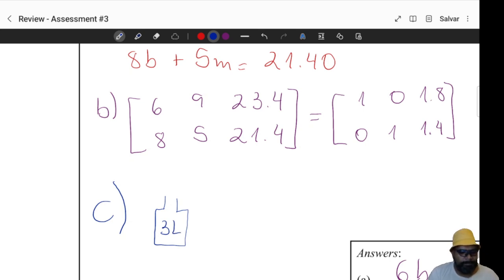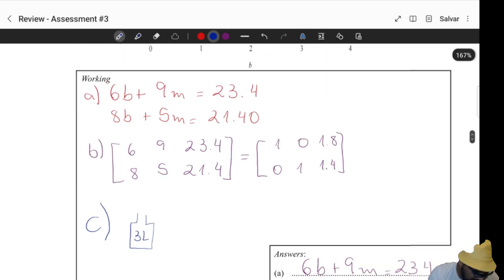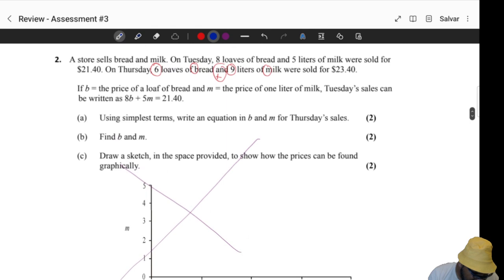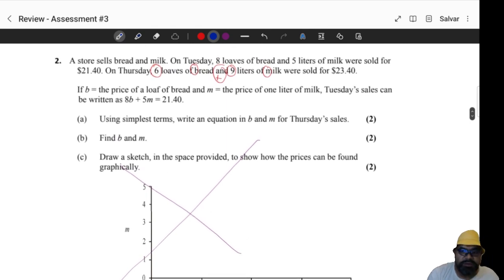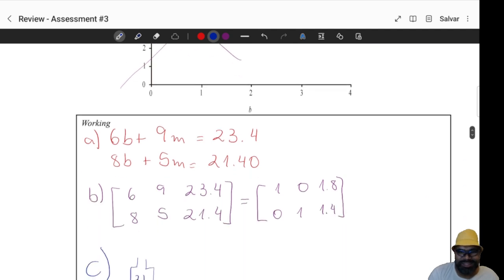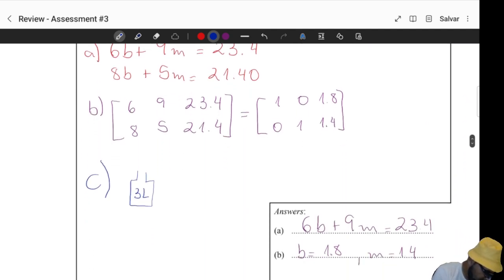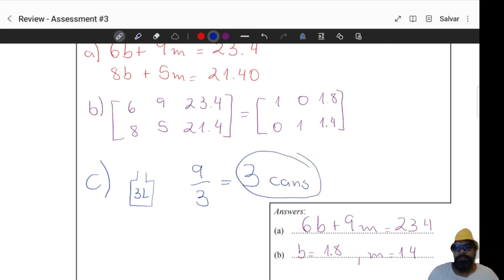On Thursday, how many cans of that do I need? Well, on Thursday, if you remember the information, we had 9 liters of milk. How many cans do I need on Thursday? Oh, it's simple. Just 9 divided by 3, which will give me 3 cans. Just like another example that could pop up in the assessment.